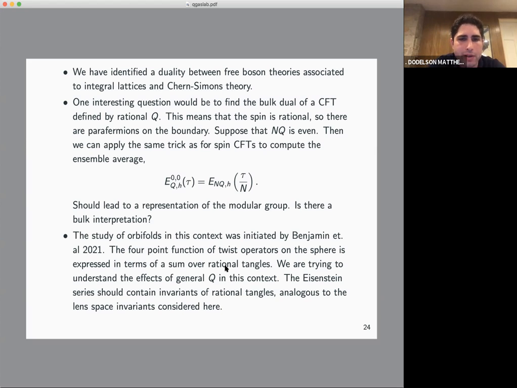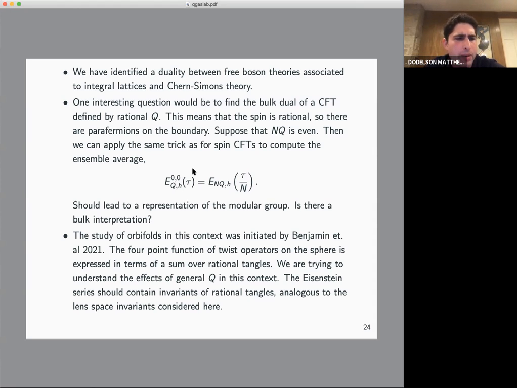So I can make one comment. Suppose that n times q is even. So q is a rational matrix, but there's always some integer n such that n times q is even. Well, then we can apply the same trick as for spin CFTs to compute the ensemble average. We just multiply q by n and multiply tau by 1 over n. And so that gives the average partition function of this theory. And so this leads to some representation of the modular group.